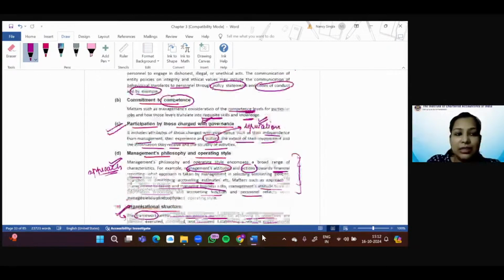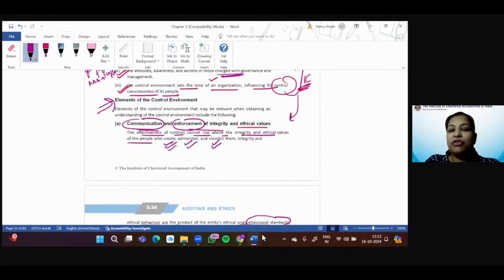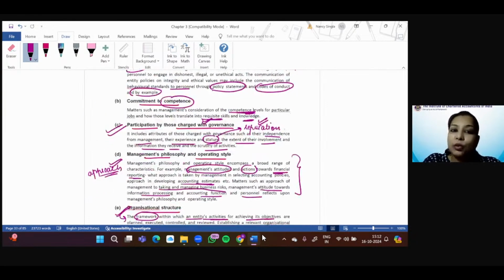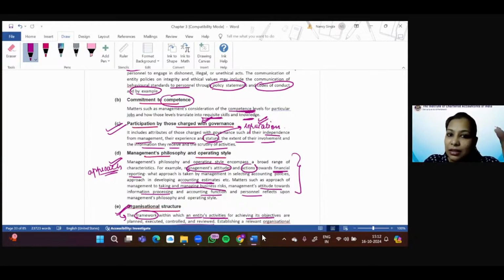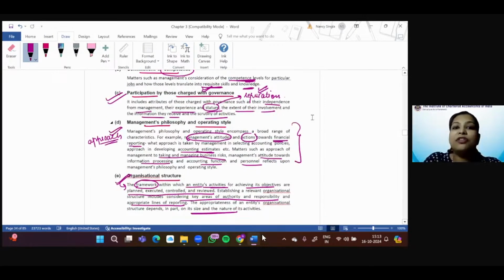So what are the various elements? Communication and enforcement of integrity and ethical values. This is on the part of management, right? Commitment to competence. Basically, it says whether the requisite skilled and knowledgeable persons are being hired or not. Participation by those charged with governance, their independence, their involvement, whatever information they get, the scrutiny, right? And their reputation, stature, and experience. Then management philosophy and operating style with respect to various aspects like accounting estimates, accounting policies, they're taking and managing business risk, towards account information processing, accounting function.